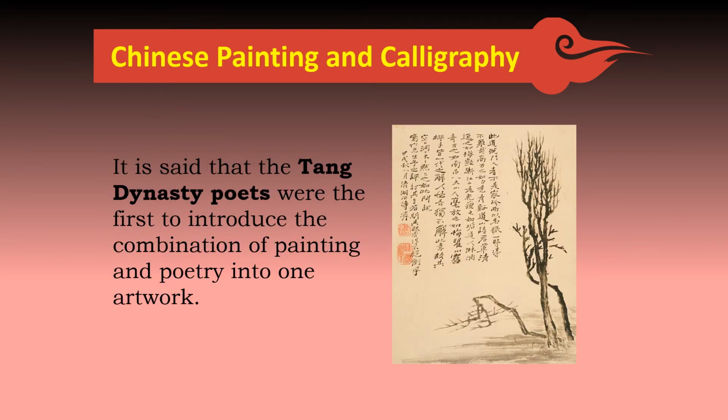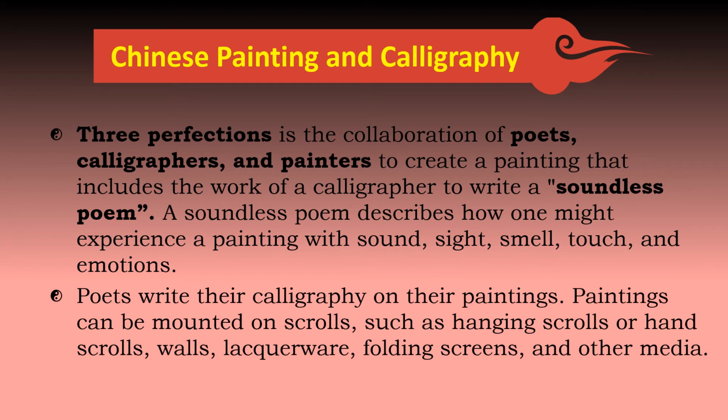It is said that the Tang dynasty poets were the first to introduce the combination of painting and poetry into one artwork. The Three Perfections is the collaboration of poets, calligraphers, and painters to create a painting that includes the work of a calligrapher to write a soundless poem. A soundless poem describes how one might experience a painting with sound, sight, smell, touch, and emotions. Poets write their calligraphy on their paintings. Paintings can be mounted on scrolls, such as hanging scrolls or hand scrolls, walls, lacquerware, folding screens, and other media.